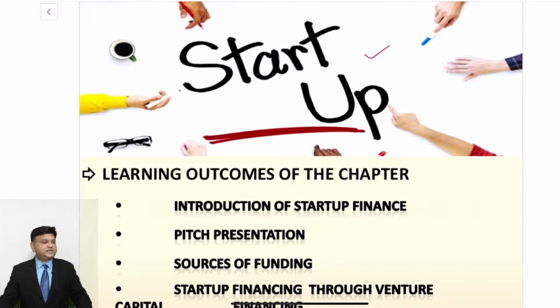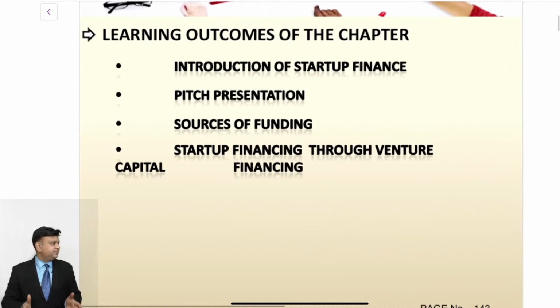So, starting with the startup finance. As far as this chapter is concerned, it is divided into certain segments. The first is the introduction of startup finance, in which they have explained the 9 innovative methods of financing, like personal financing, financing from family and friends, micro loan, then crowdfunding, peer-to-peer funding, like that. So they have explained the 9 different methods.